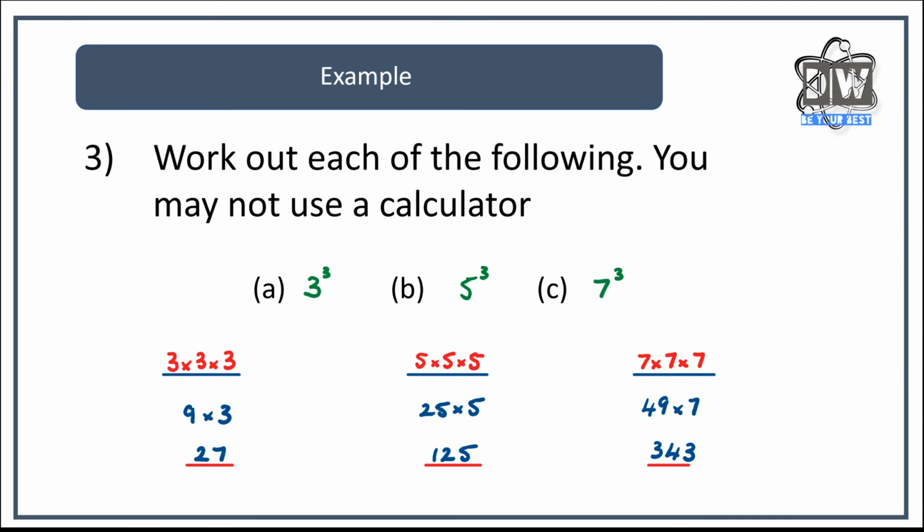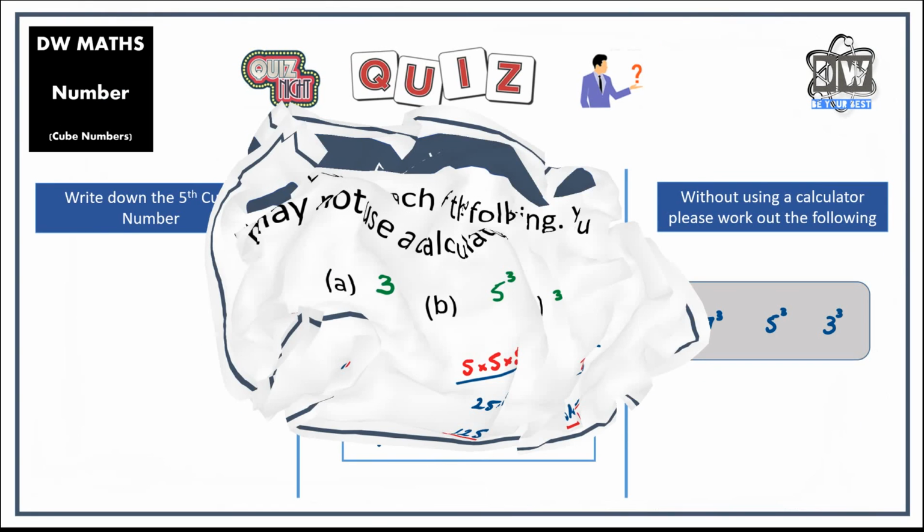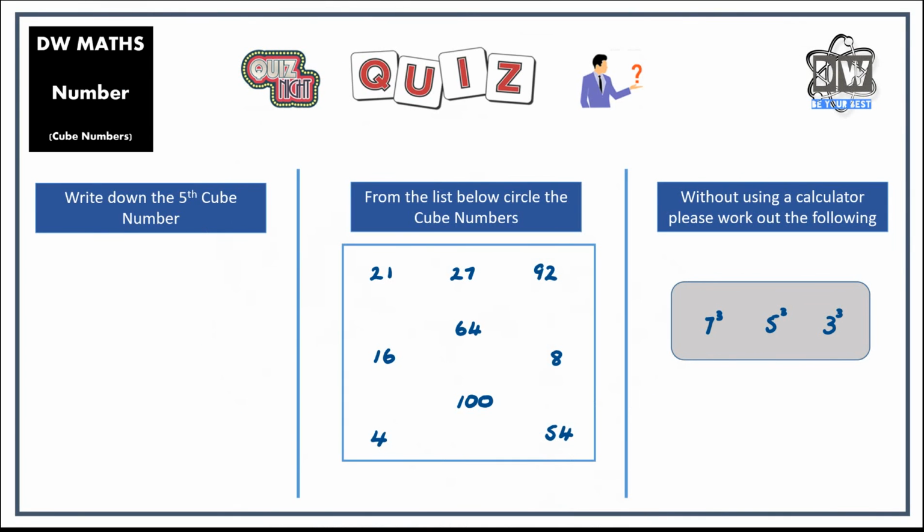Believe it or not, everyone, we are at the quiz. Write down the 5th cube number, circle the cube numbers from the list below, and without using a calculator, work out the following. Give all of those a go. I'm sure you'll be absolutely fine, but only do it if you're feeling confident, because if you're not feeling confident, then you won't do well, and that won't be good for anyone. Come back when you're ready, do these quiz questions, and see how well you've done.